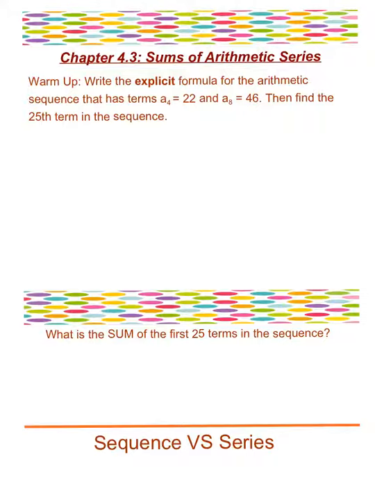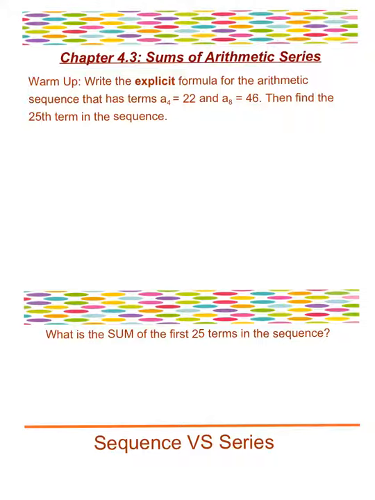I want you to write the explicit formula for the arithmetic sequence that has the terms a sub 4 is 22 and a sub 8 is 46. And once you have that explicit formula, I want you to find the 25th term of the sequence. So pause the video now and let's make sure you're comfortable with this first problem before we move on. Welcome back. Let's see how you did.